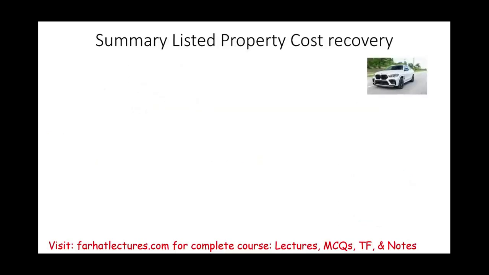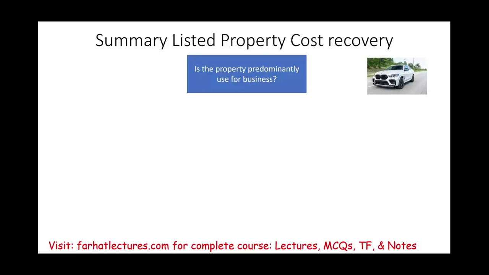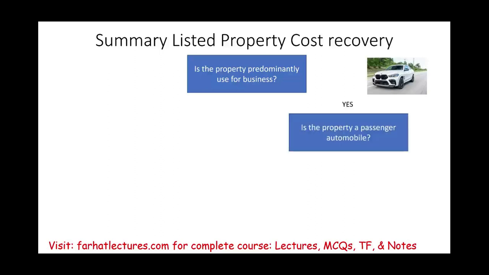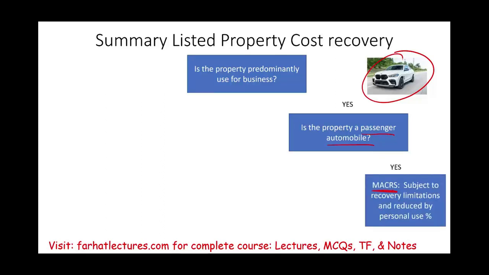Let's take a look at a summary of the listed property cost recovery, because what makes this a little bit confusing is when you have a vehicle, you have the limitation on the vehicle. Let's take a look at this map. Is the property mainly used for business? If the answer is yes, you ask yourself, is this a passenger automobile? If yes, so you're dealing with a vehicle mainly used for business, we're going to use MACRS, subject to the recovery limitation and reduced by the personal use percentage. Simply put, you have to look at the tables for every year you are limited, and when you compute the depreciation for MACRS, you have to prorate it, take out the personal use, and only keep the business use.